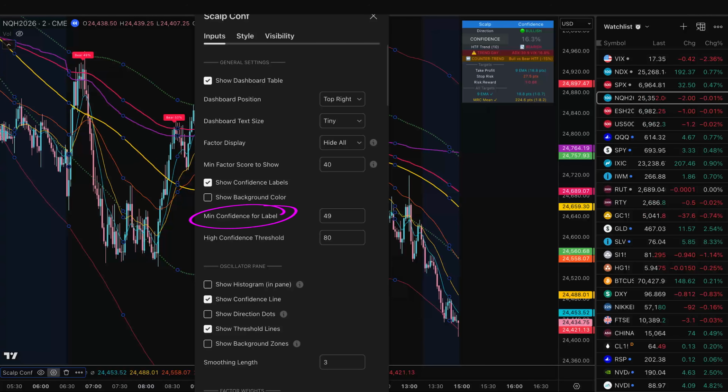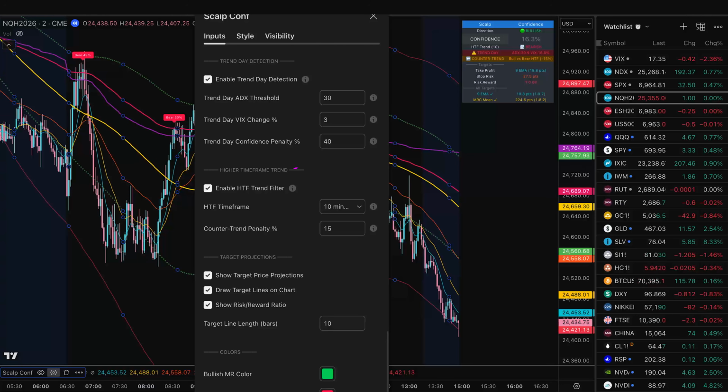Importantly, where it says minimum confidence for a label, here you can adjust the minimum confidence score for the label to show up on the chart. I personally have mine set to 49, so only very high confidence scores can show up on the chart. However, you're welcome to adjust that if you would like more potential entries. Please be aware that this will reduce the indicator's accuracy.